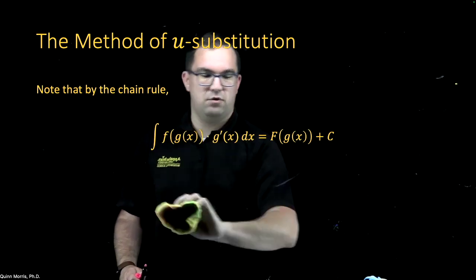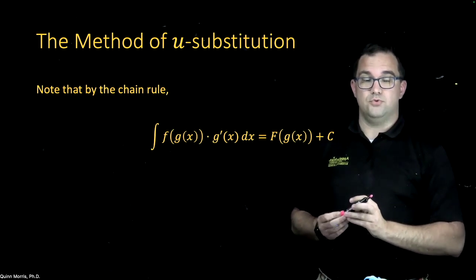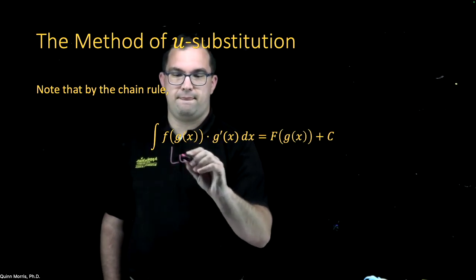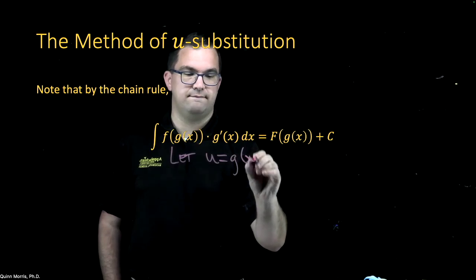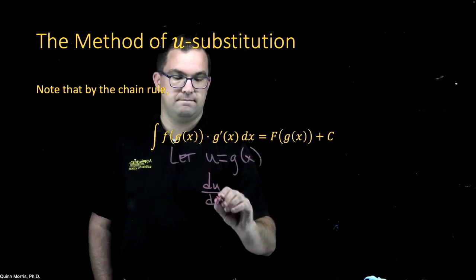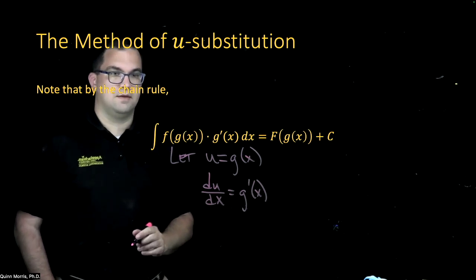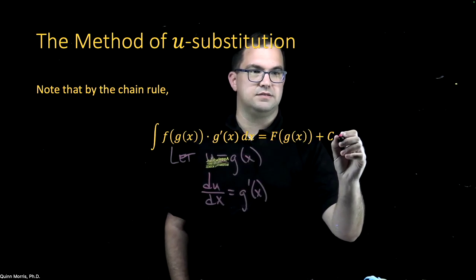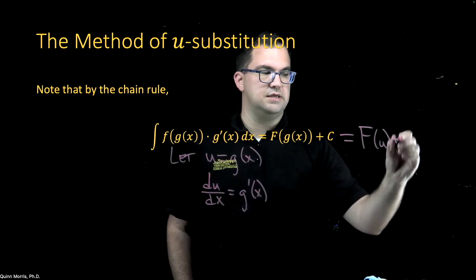So I want to think about making a substitution here. This is what we're going to call our U-substitution. So I'm going to let u be equal to g of x. And if I do that, then du dx would be g prime of x. Now, over here on the right-hand side, if I just substitute in, this is capital F of u plus c.